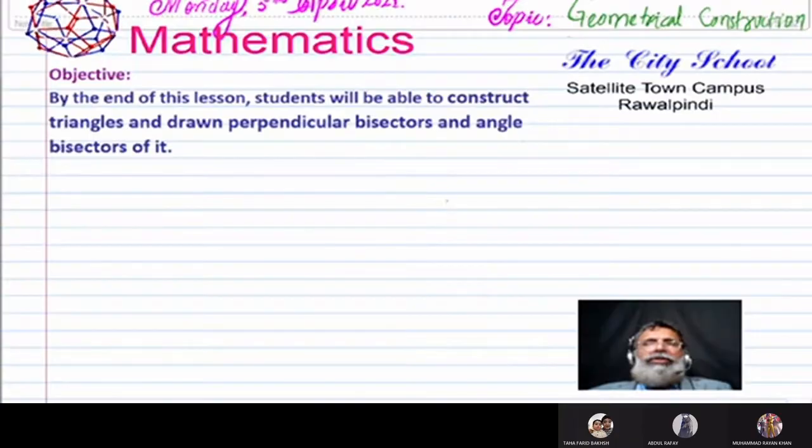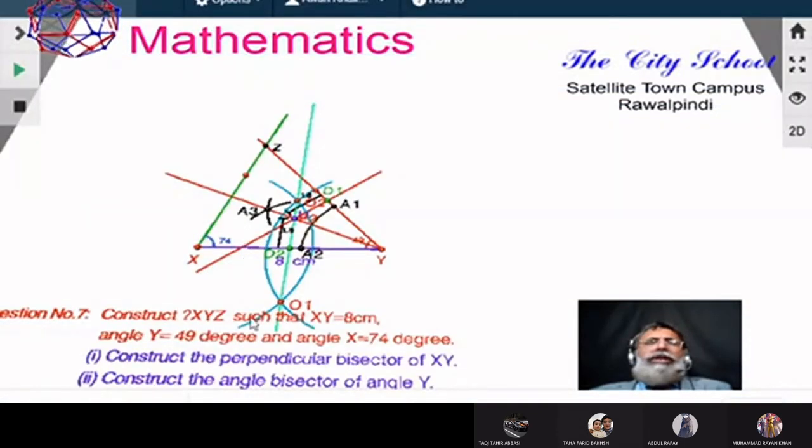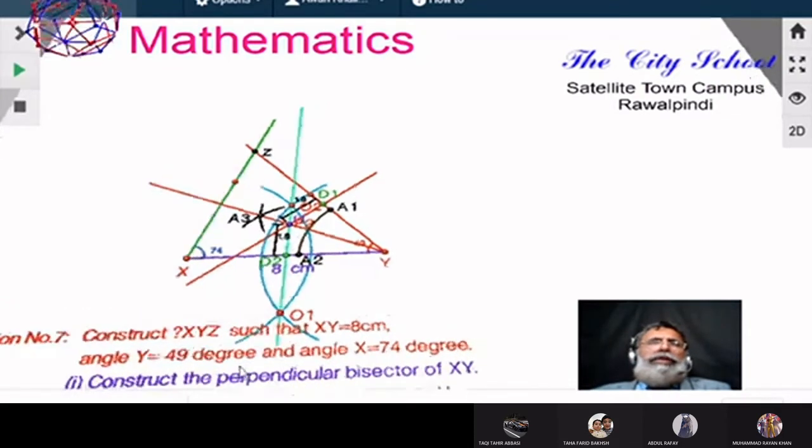Okay. Question number 7 is about construction of a triangle, and we'll be doing it. Let's see what question number 7 is saying. It is saying something about the construction of a triangle, and after that the angle bisector and the perpendicular bisector of the same triangle, and in what way they are asking. So let's see in the picture. Let me show you that one. If you can see that question, it is asking about the perpendicular bisector.